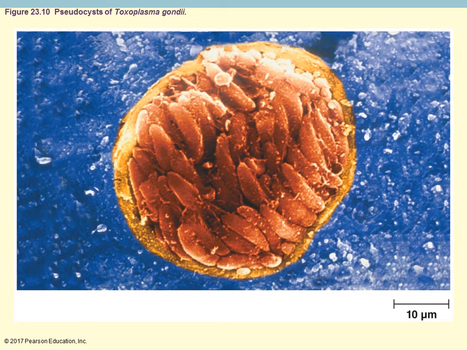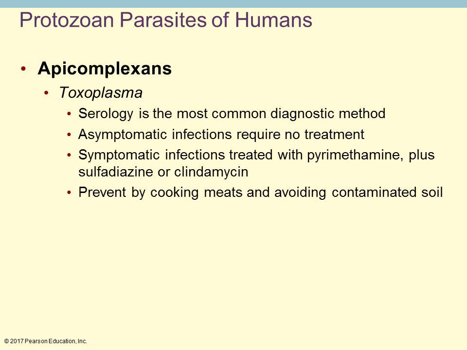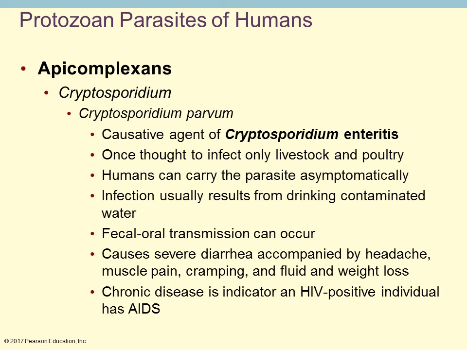And this is what the cyst of the toxoplasma looks like. If you're asymptomatic, it doesn't require any treatment. There are some medications that can be used if you do have an infection. How do you avoid it? Also, like I say, have someone else clean the litter box. Cook your food. Avoid contaminated soil.